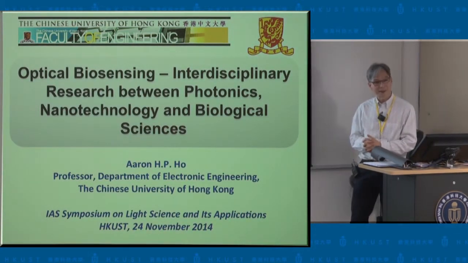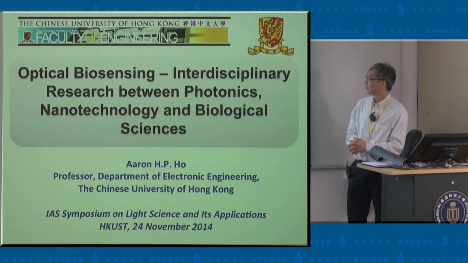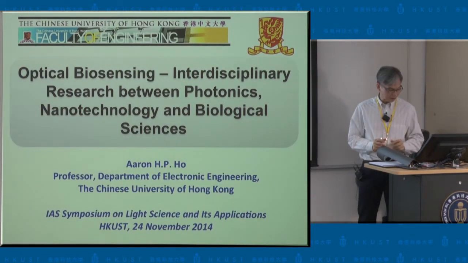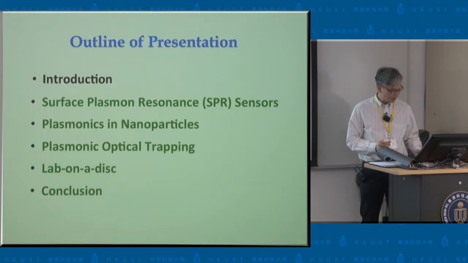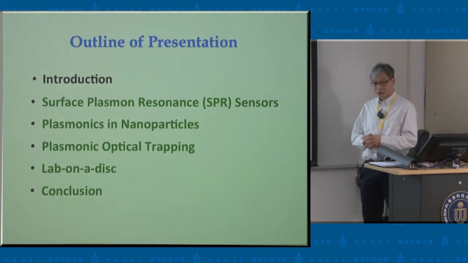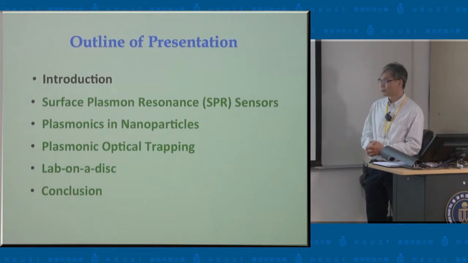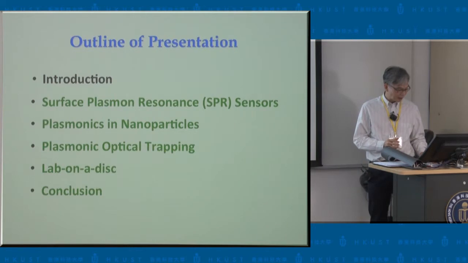So the topic of my talk is optical biosensing. It's an interdisciplinary research topic between photonics, nanotechnology, and biological sciences. This is the outline of my presentation. I'll first talk about surface plasmon resonance sensors, and then plasmonics in nanoparticles, particularly nanocrystals of metal, followed by plasmonic optical trapping, and then about 15 or so slides on lab on disk, and then finally the conclusion.